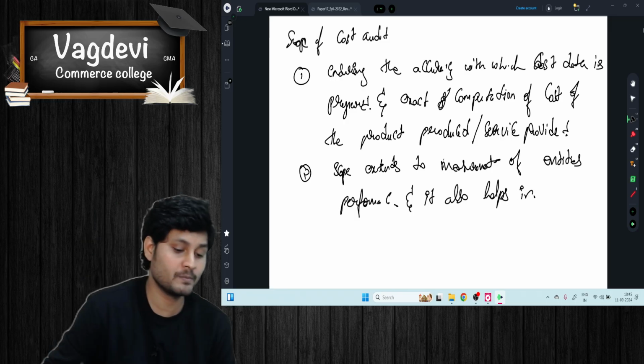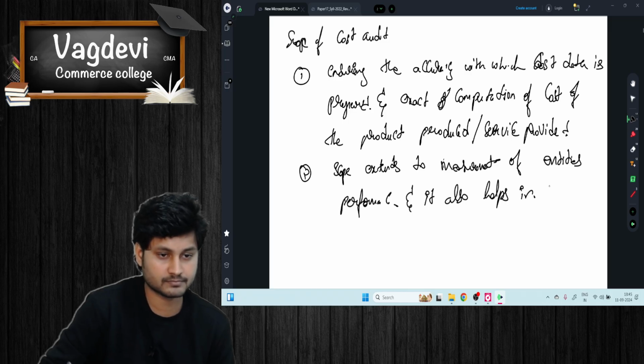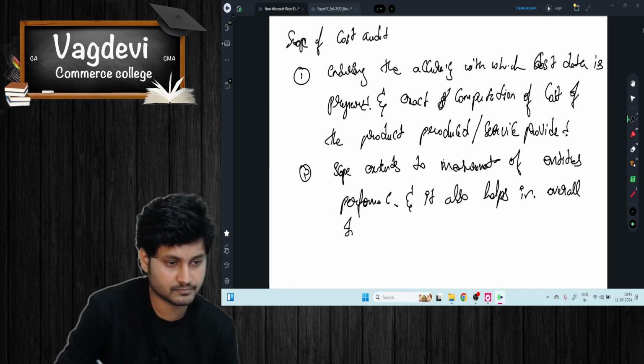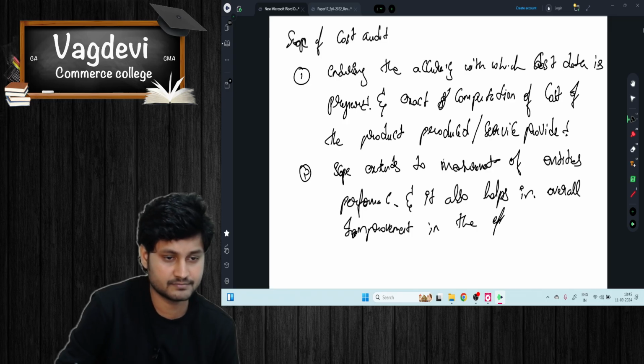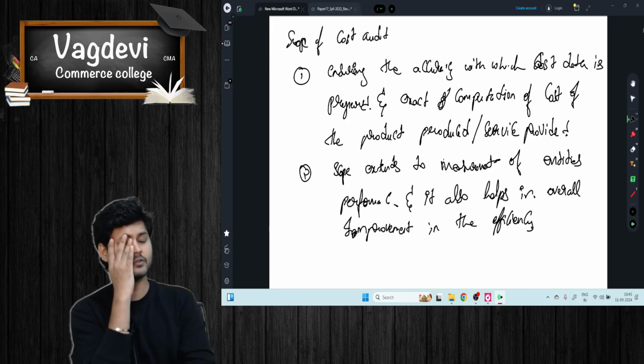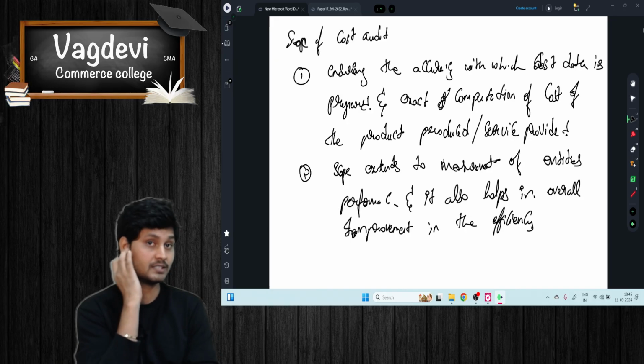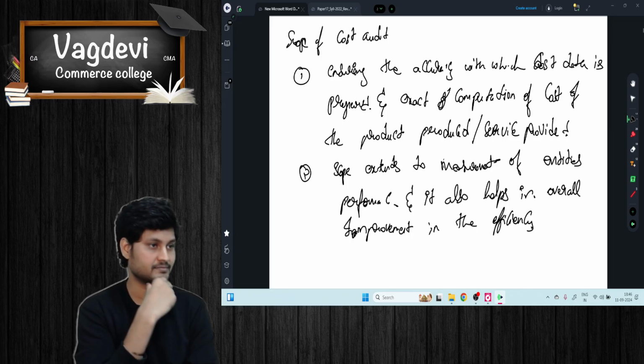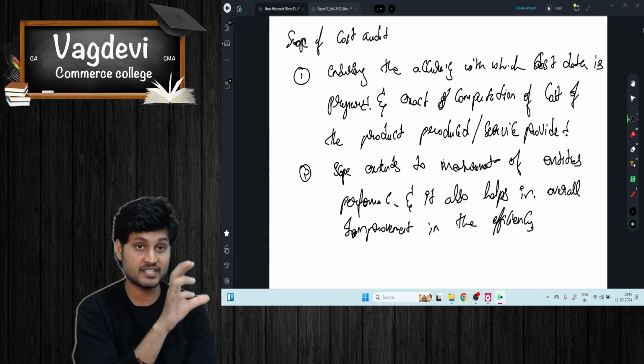overall improvement in the efficiency. What is called as efficiency? Efficiency is nothing but doing the work within very less time with the same level of quality. This is called efficiency.